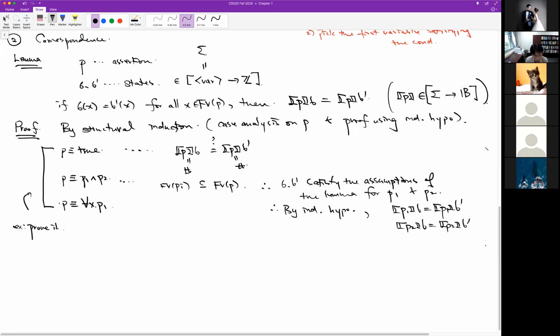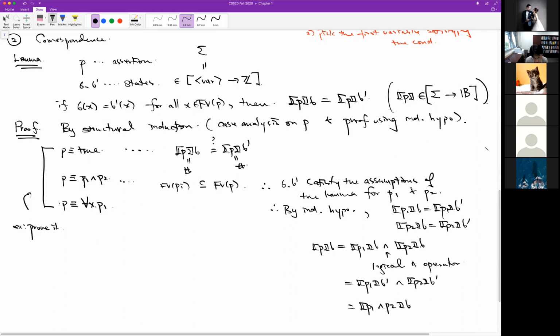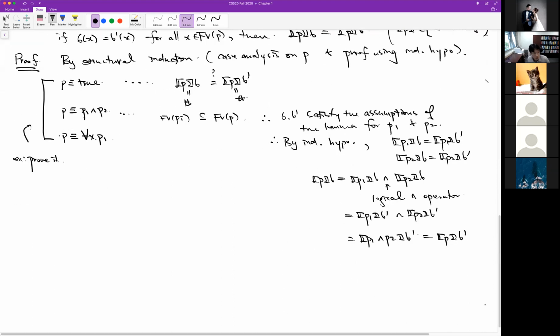And if you bring these results together, P under sigma is P1 under sigma and P2 under sigma. This is not a syntactic AND, it's a logical AND operator. And that is the same as P1 under sigma prime and P2 under sigma prime, because of what we just argued, and by the semantics of and, this is the same as P under sigma prime. So far it's, in some sense, straightforward applications of structural induction.